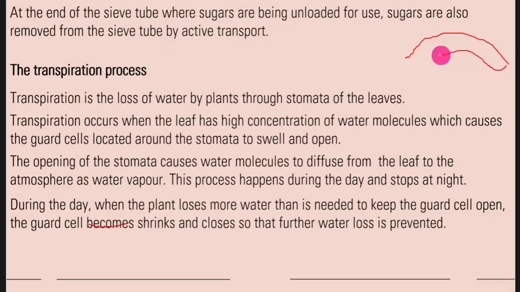This one is swollen, another one is here which is swollen. So if they lose, we are saying during the day when the plant loses more water than is needed to keep the guard cell open, then the guard cell shrinks. So if it loses more water, even this one shrinks, meaning it will straighten like this.